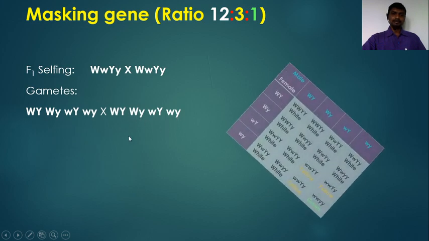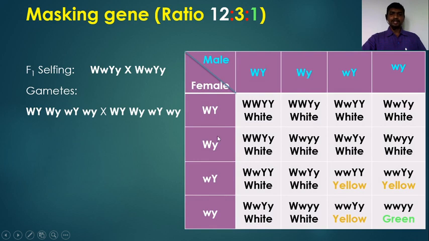When these gametes fuse with each other, we get the different genotypic combinations by using a checkerboard. So here this is the male side, this one is the female side. The gametes we write like this: capital WY, capital W small y, small w capital Y, small w small y. Similar types of gametes are also produced by the female parent. So by the combination of these, we get capital WWYY.